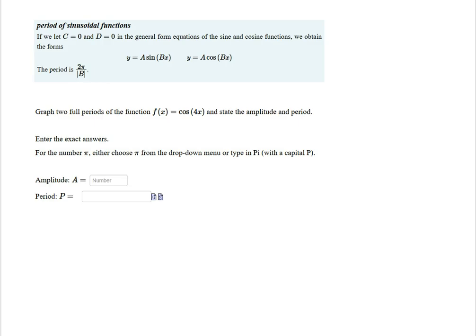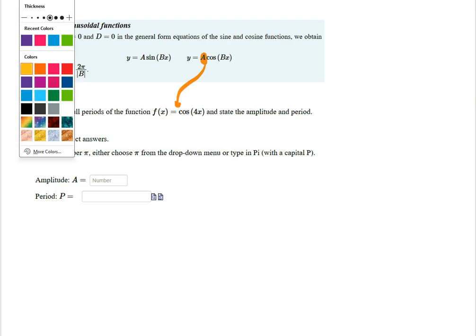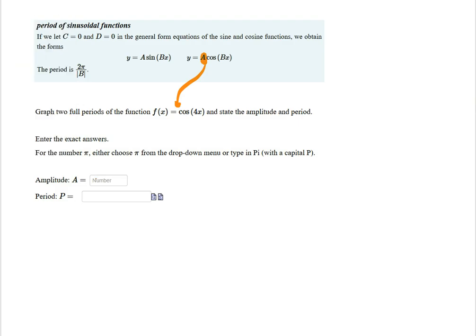So anyway, remember the amplitude: we're doing cosine of 4x, so look at the cosine one. Whatever the number is there, that's your amplitude. Well, I don't see a number, so that means my number is the invisible number 1. That's easy. There's a 1 right there.